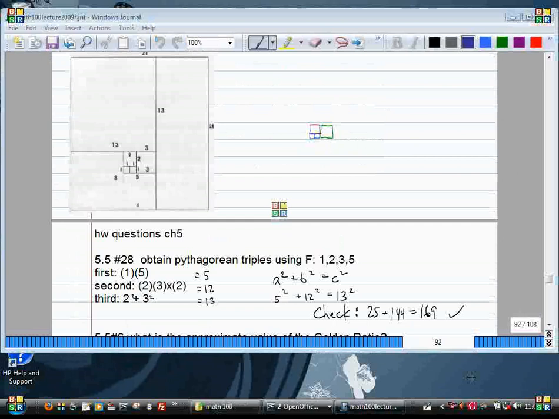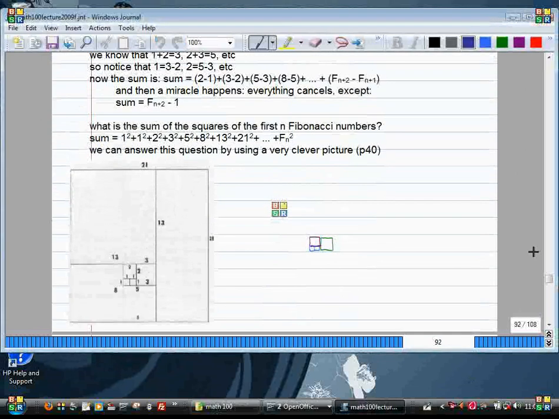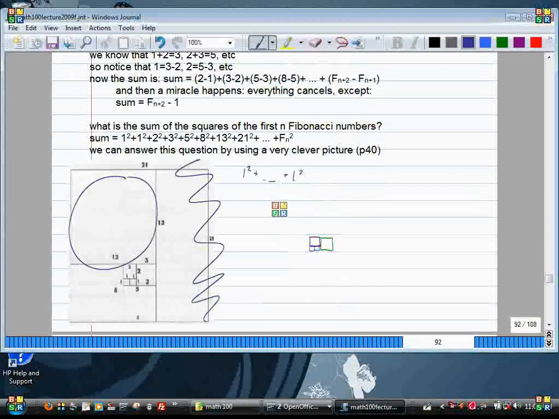So you can see that this diagram just represents 1 squared plus 1 squared plus 2 squared, and so on. We actually don't need this part, except to show us that when you add up through 13 squared, remember the biggest square here is this one, which is 13 squared. So this represents 1 squared up through 13 squared.